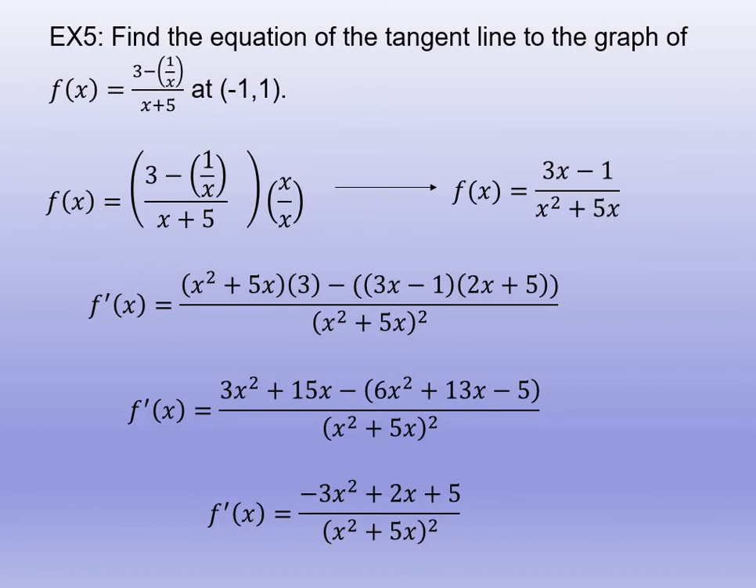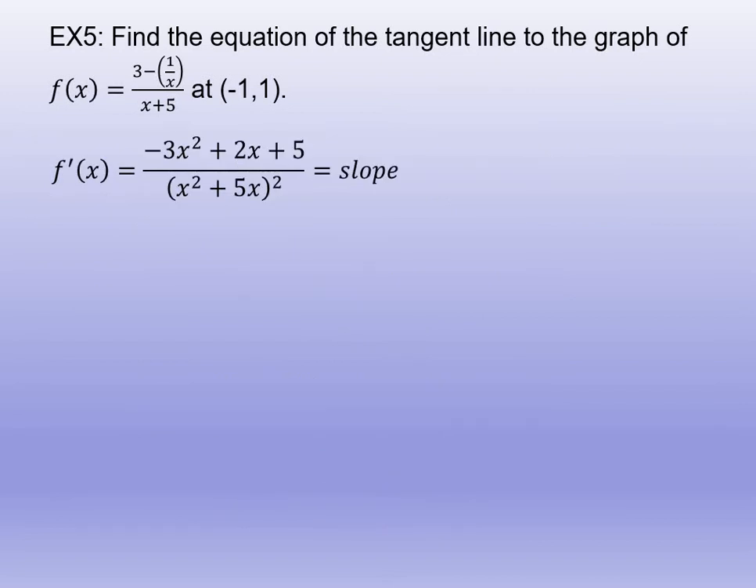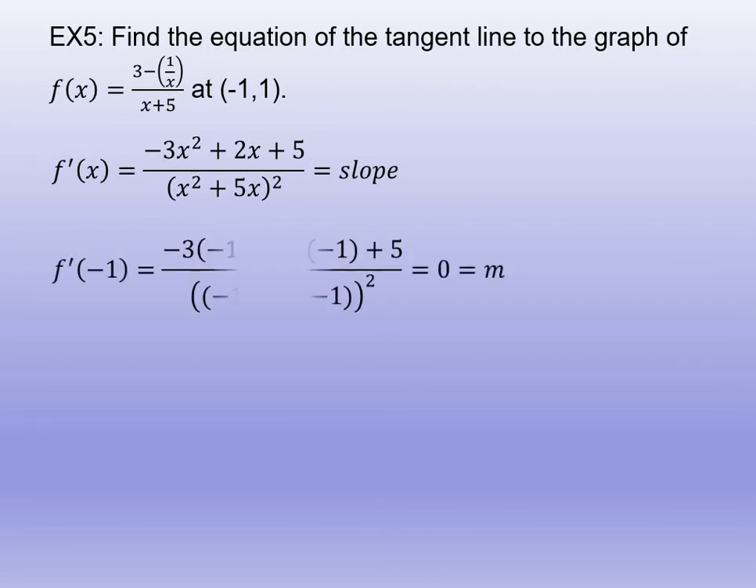Now the next step is, since we want to find the equation of the tangent line at negative 1, 1, we have to evaluate the derivative at negative 1, because that's the slope. The derivative of the function is the slope of the function. We're going to evaluate it at that specific point, so we substitute in negative 1 for x. When we do, we get 0. So our slope for the equation of the tangent line here is going to be 0.